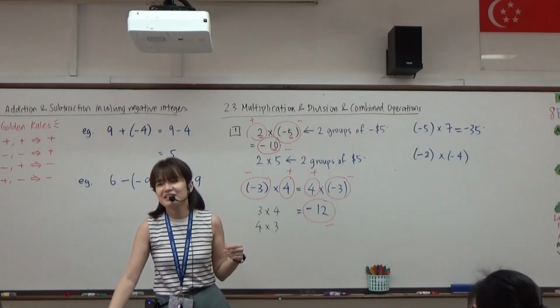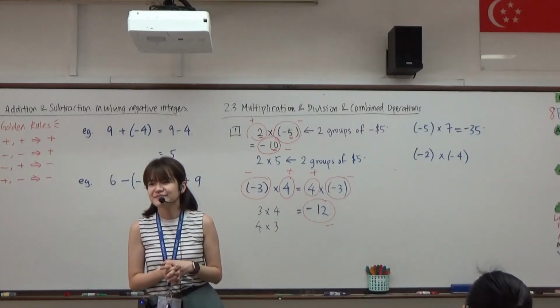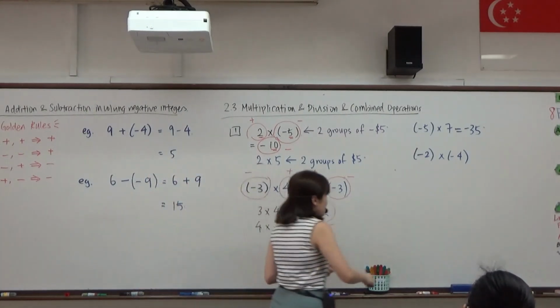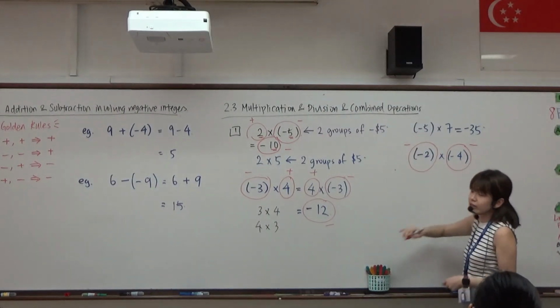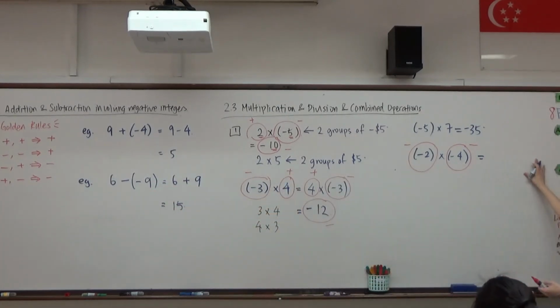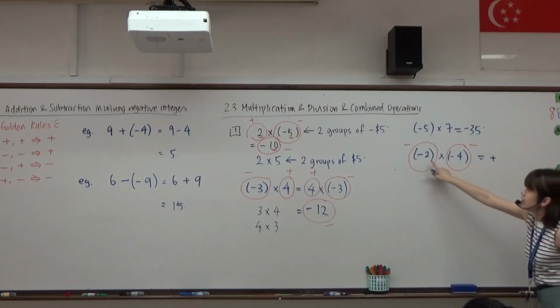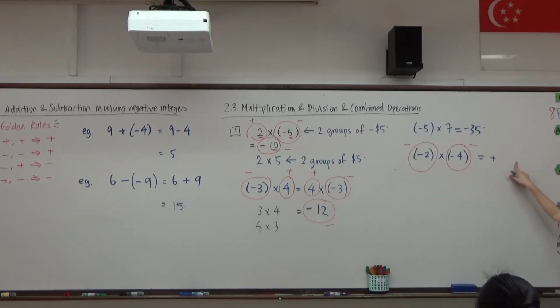Don't use a calculator. I want him to count from his head. Okay, work it out together. This one is negative, this one is negative. Our golden rule says our final answer must be positive or negative? Positive. Then the numbers multiply each other, so 2 times 4 gives you 8. Therefore our answer is positive 8, but usually we don't need to put a plus sign, we just put 8. Understand?